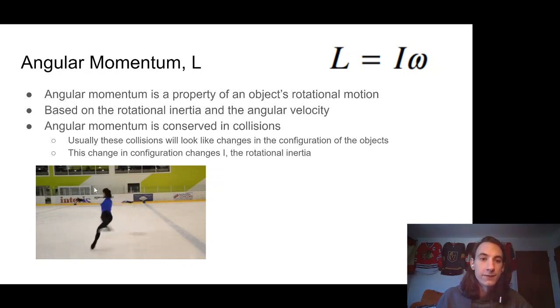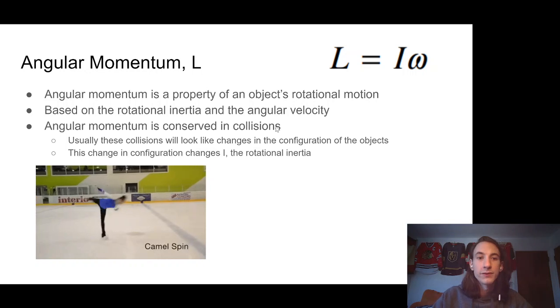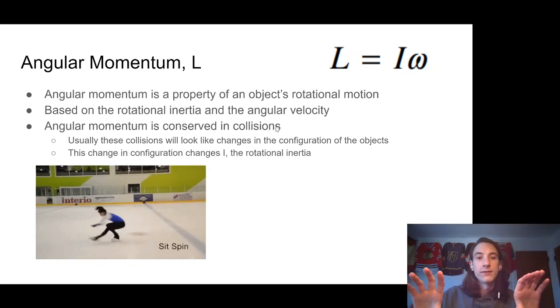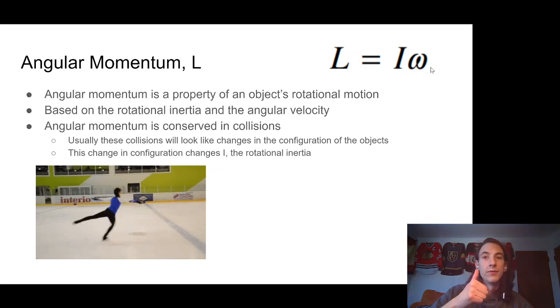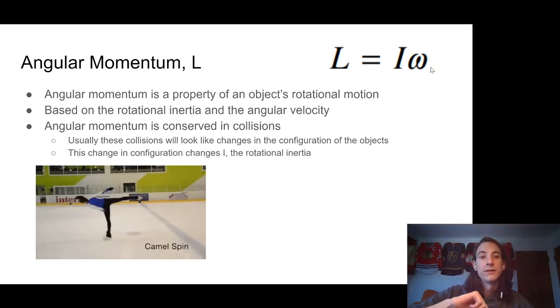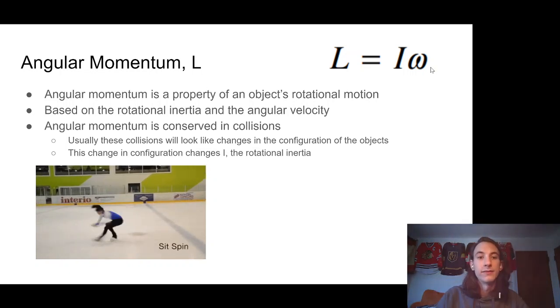So if we look at this GIF down here, they start out, most of their mass is concentrated further away, so they have a larger I and a lower omega. Then when they bring their leg in, she's increasing her angular velocity by decreasing her rotational inertia. Most of that mass is closer to the rotation axis.